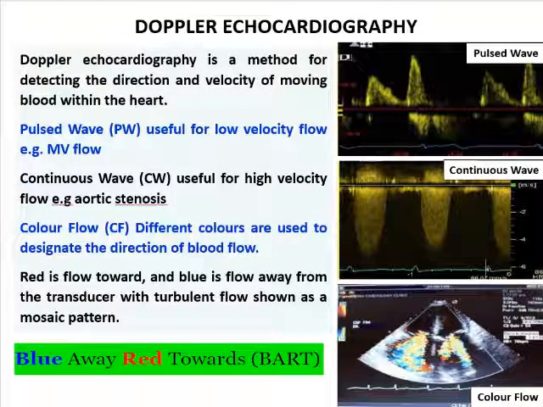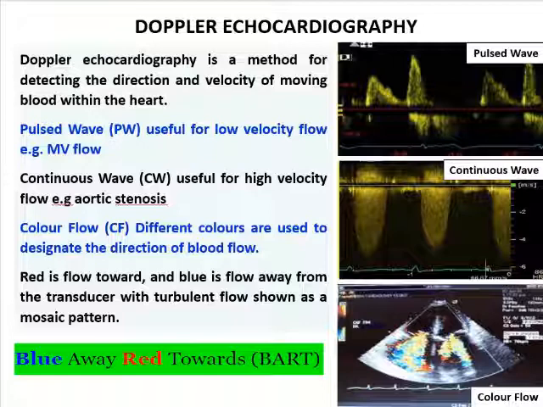If you go with the second option of modalities of echo, it is Doppler echocardiography. It is a method of detecting the direction and velocity of moving blood within the heart. Regarding types of Doppler echocardiography, we have three options. One is pulsed wave, the next one is continuous wave, and the third one is color flow. Pulsed wave is useful for low velocity flow, whereas continuous wave is useful for high velocity flow. The third option uses different colors to show the direction of the blood flow.